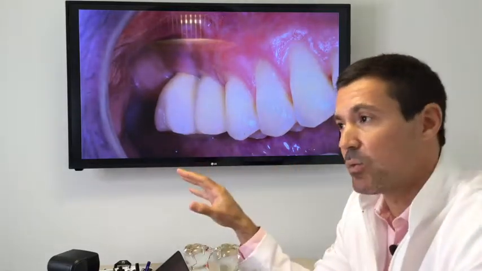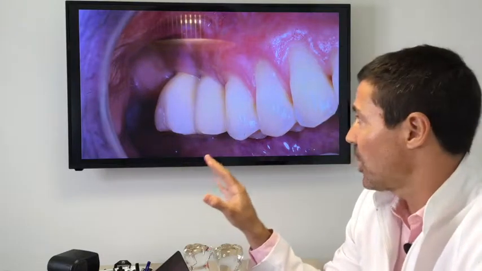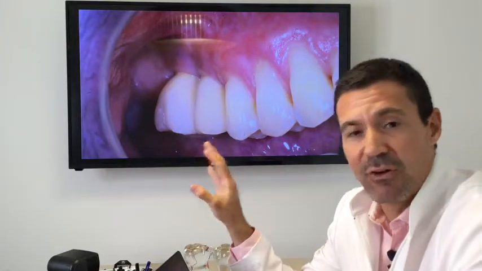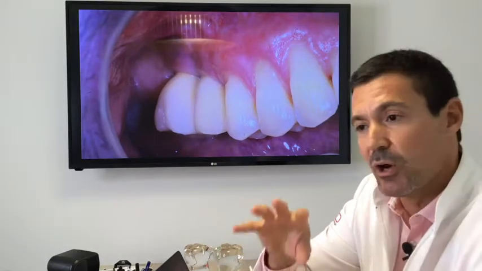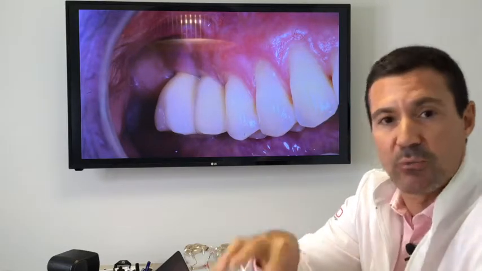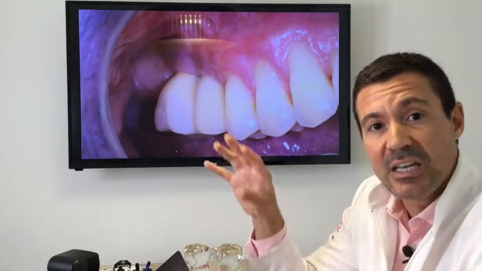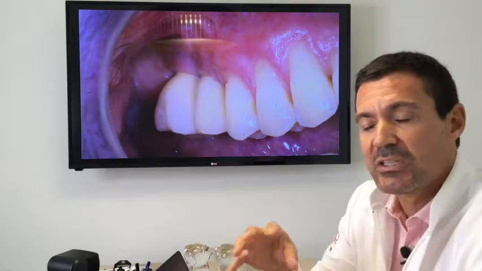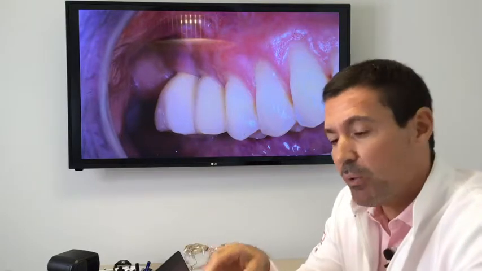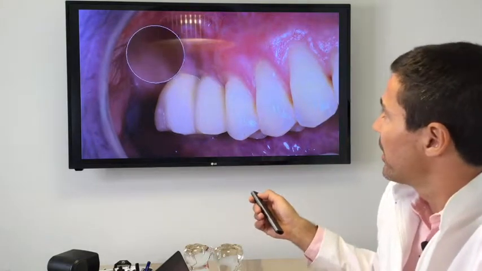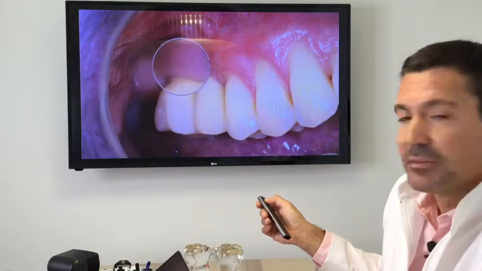In this case, obviously, I took this photograph because you should have a clinical control. We are going to check in the mouth what's going on, what the problem is. Is there any pain added to this problem? The patient was telling me that there was no pain. But what I saw here was a redness around this implant.